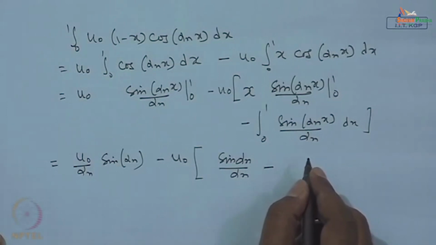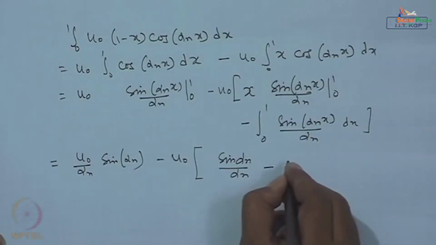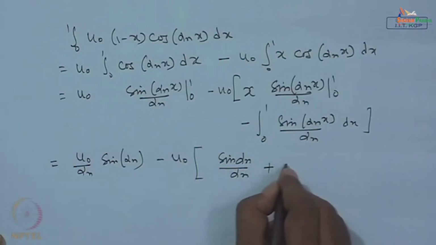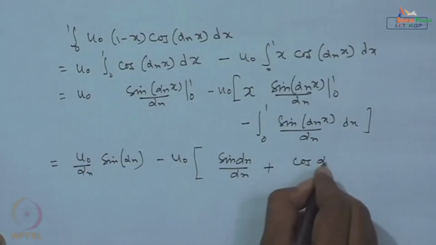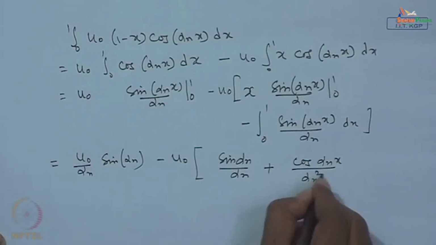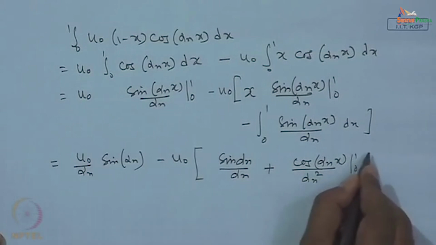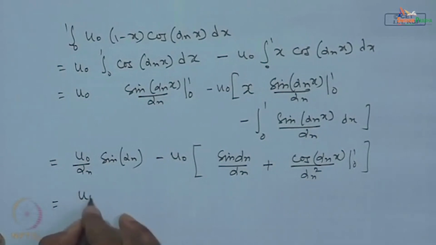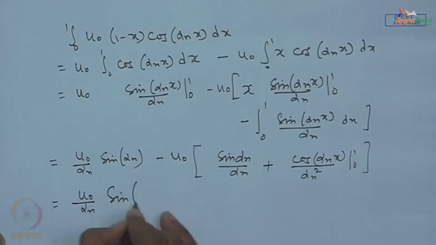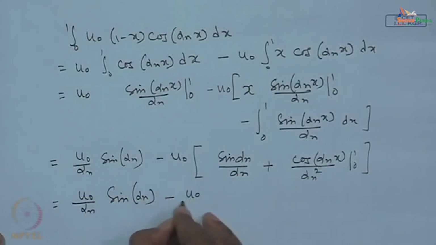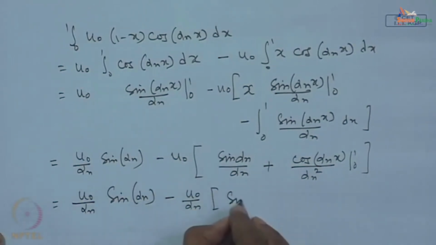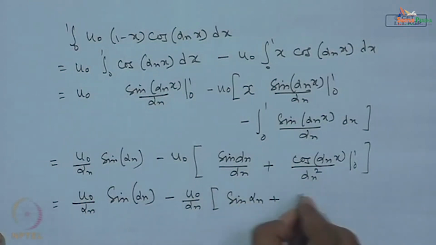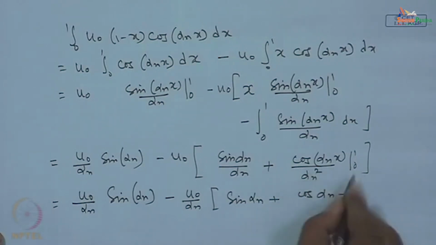So, this becomes minus of that, so minus minus plus 1 by cosine alpha_n x by alpha_n square from 0 to 1. So, you will be having u_0 by alpha_n sin alpha_n minus u_0 by alpha_n sin alpha_n, plus u_0 by alpha_n square times (cosine alpha_n minus 1), where cos 0 is 1.